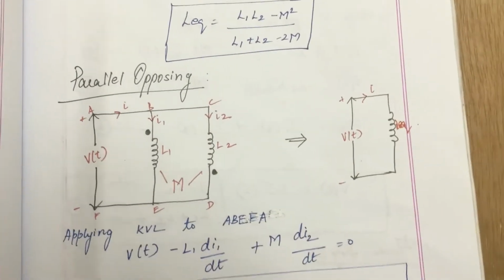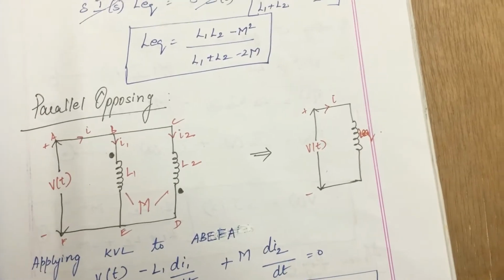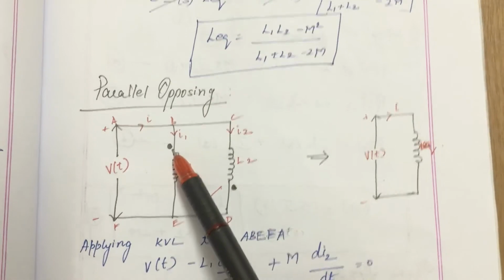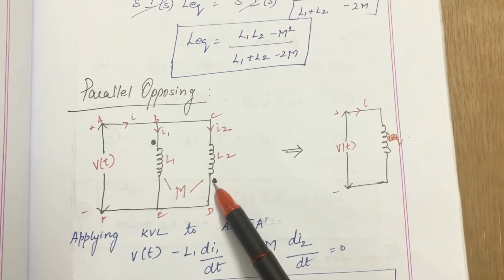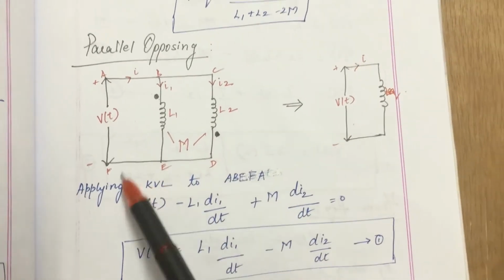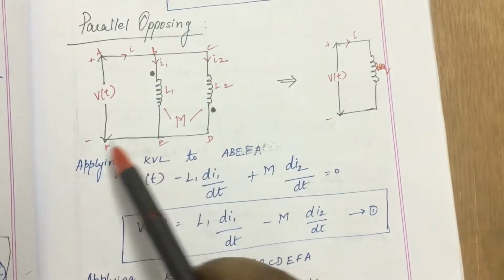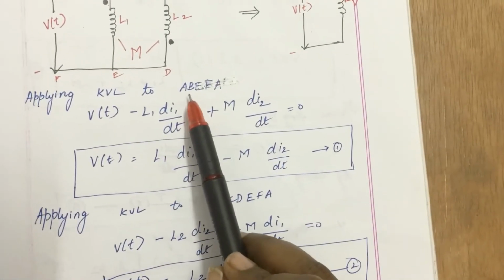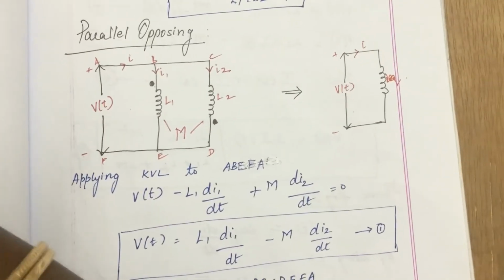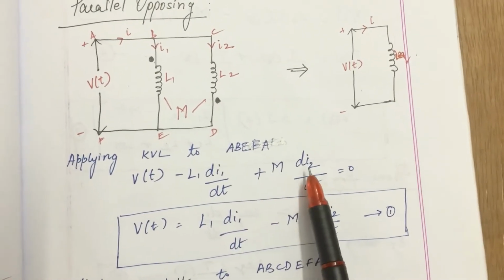For the parallel opposition connection, two coils are connected in parallel where the dots are placed one at the entry level and one at the leaving point. So this follows the parallel opposing method. For this equation, similar to my parallel aiding, I am going to apply KVL for A, B, E, F, A. So when I apply KVL for A, B, E, F, A, V of t is equal to L di1 by dt plus M di2 by dt.